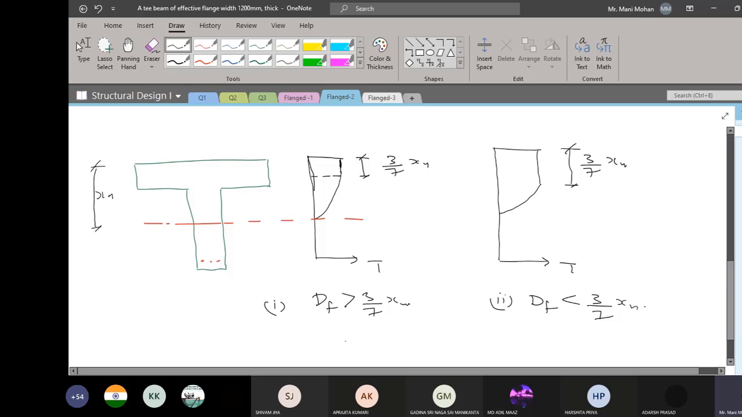So in this case, again, which case should I start with? I'm not very sure whether I'm going to have this case or this case. I know neutral axis is lying in the web, but again I have two cases. So can you tell me which case I should go for? Whether I should go for case 1 or case 2? Can you suggest which one? Which one, case 2? Why are you saying case 2?